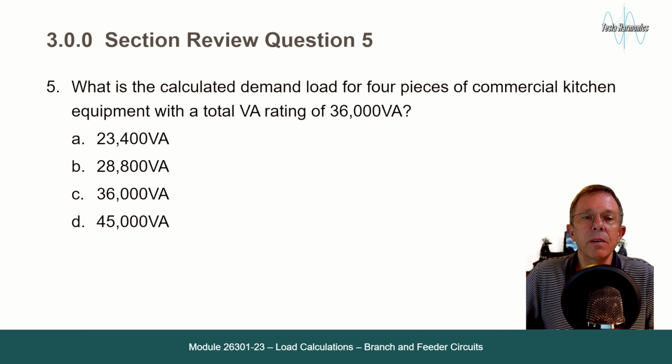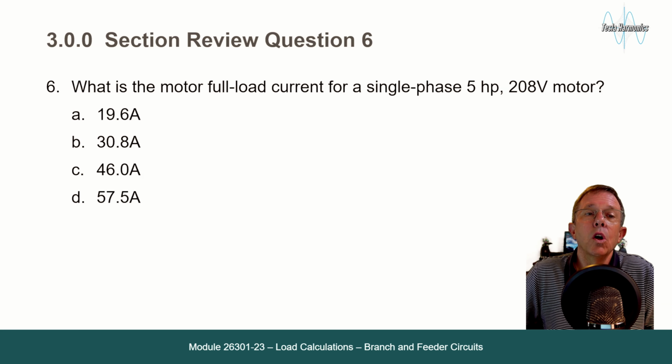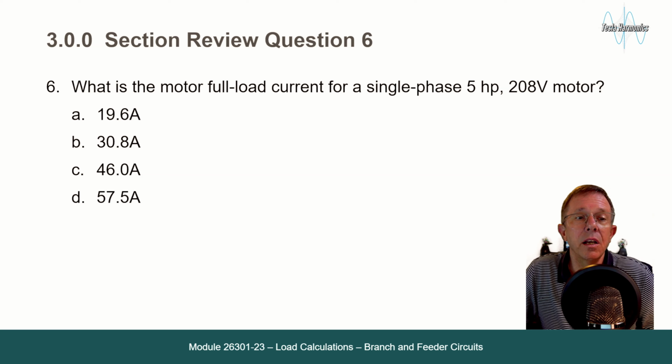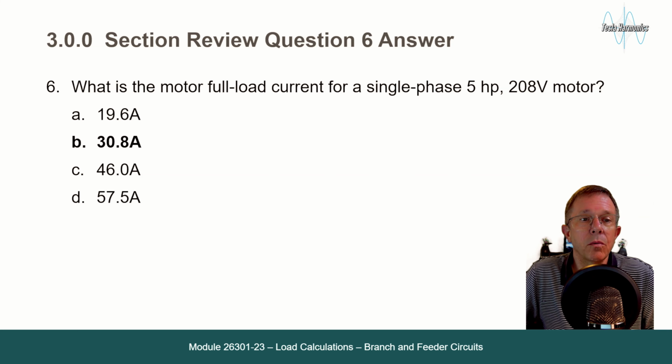What is the calculated demand load for 4 pieces of commercial kitchen equipment with a total VA rating of 36,000 VA? Would that be A, 23,400 VA, B, 28,800 VA, C, 36,000 VA, or D, 45,000 VA? And that's going to be B, 28,800 VA. What is the motor full load current for a single phase 5 horsepower 208 volt motor? Is it 19.6 amps, 30.8 amps, 46 amps, or 57.5 amps? That's going to be B, 30.8 amps.